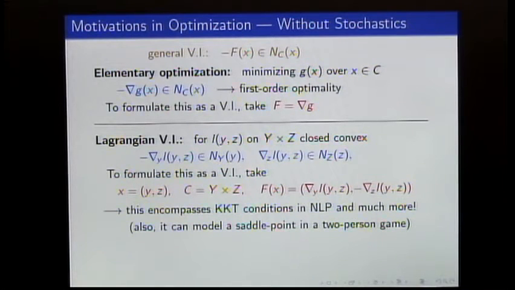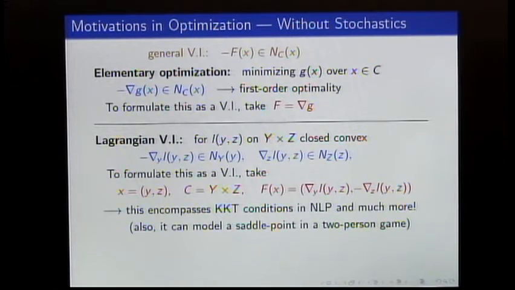function over this convex set C, then this condition that I drew in the picture, which I repeated here with a gradient, this gradient condition is the first order optimality condition in that optimization problem. So this is a variational inequality in which the mapping F is a gradient mapping. There's another class of variational inequalities which is not quite so simple, and I like to call them Lagrangian variational inequalities. And in those ones we have a product of two closed convex sets, Y and Z.